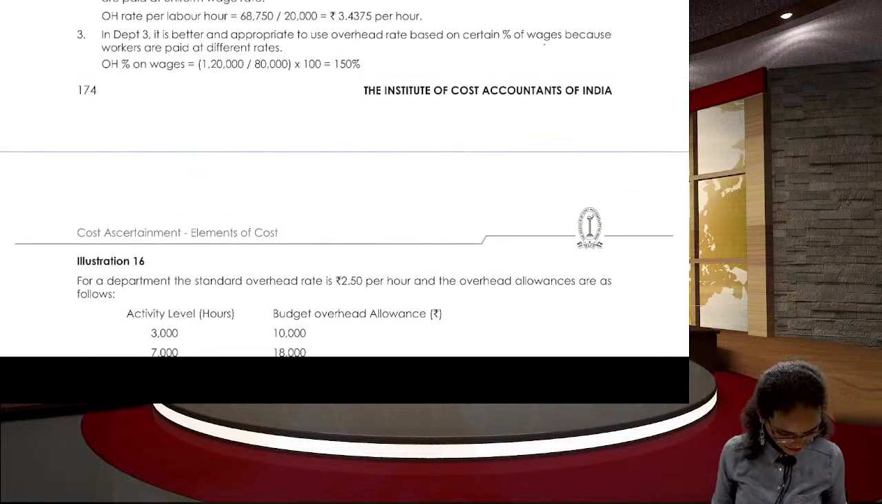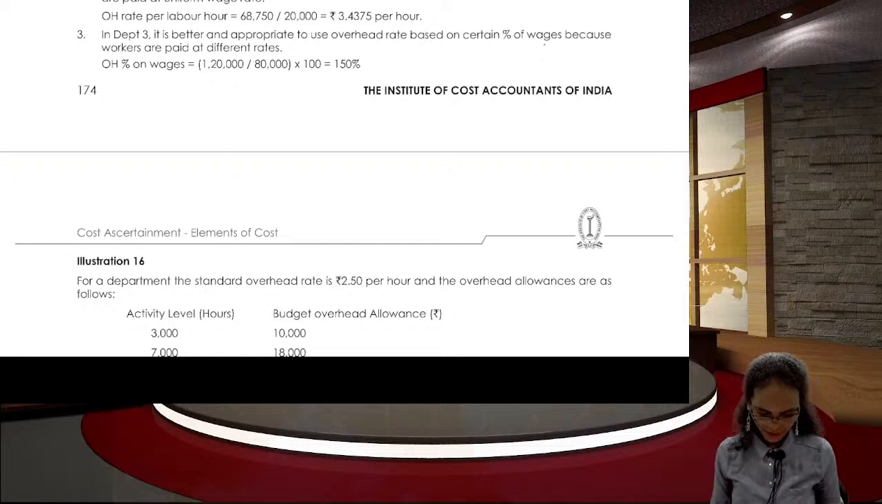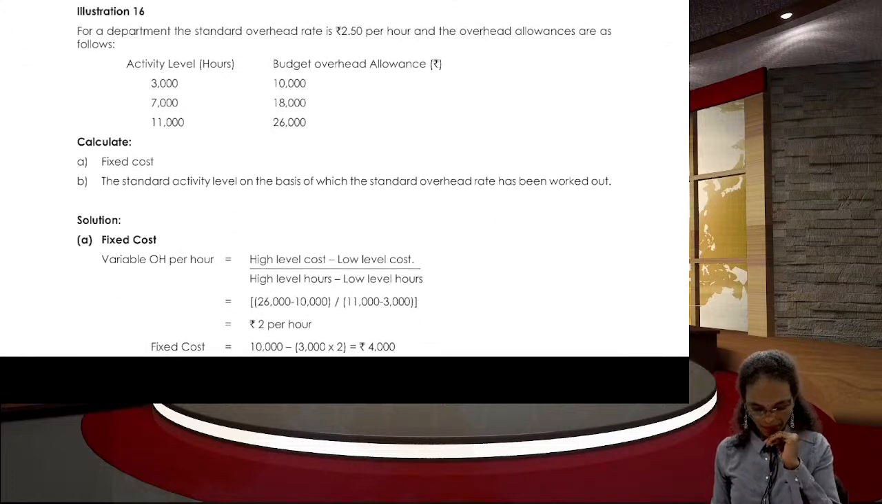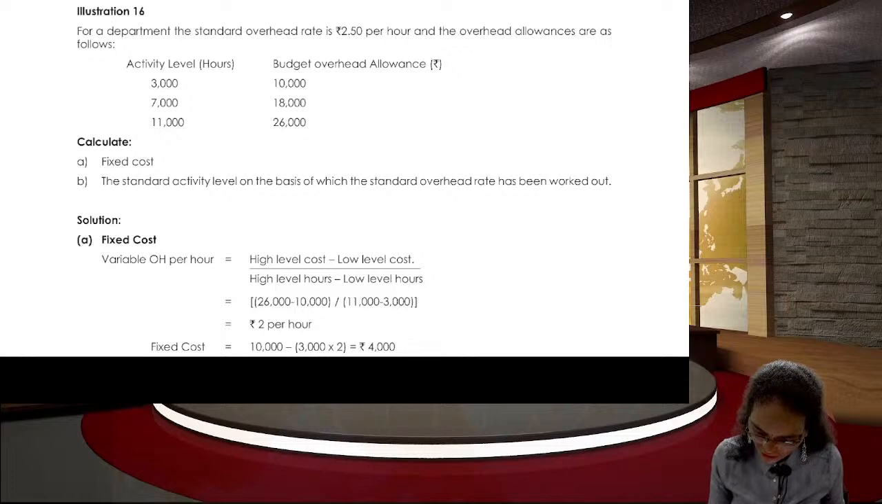Are you understanding, guys? Right. So be patient. We'll try to complete this problem, this chapter in today's class. That is the next one.